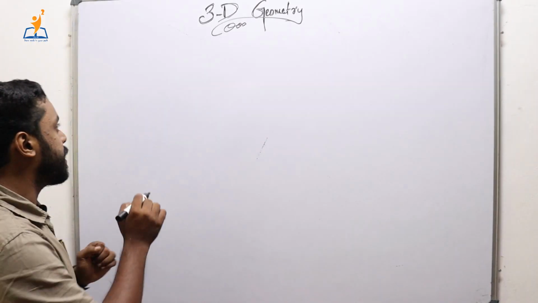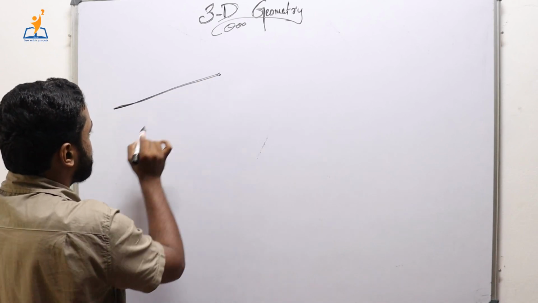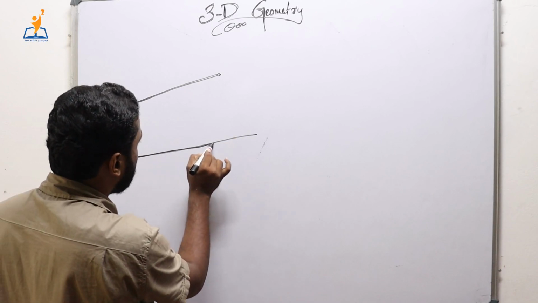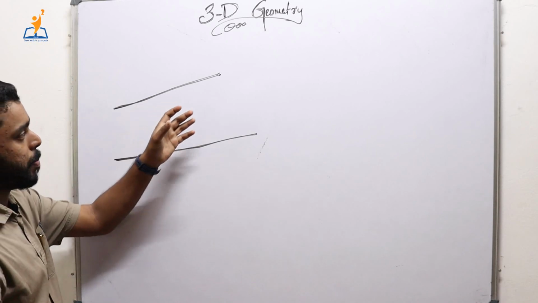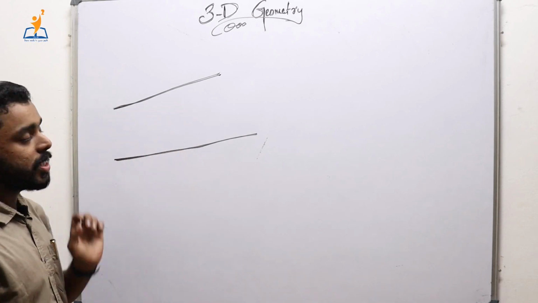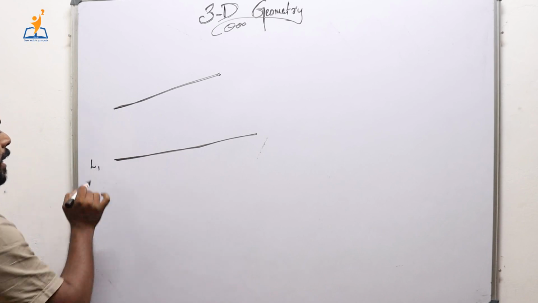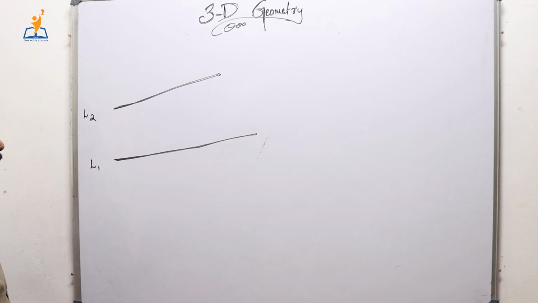Now suppose that we are provided with two skew lines like this. Suppose that these two are skew lines which are non-parallel as well as non-intersecting, even though they seem like parallel lines. Suppose that these two lines are non-parallel as well as non-intersecting in the 3D plane. So this is L1 and this is L2. Let me name these two lines like this.